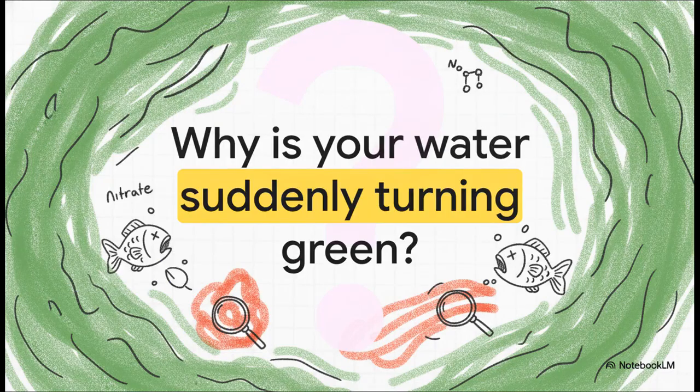So, have you ever looked at a local pond, a community stream, or maybe even your own living room aquarium and thought, wait, why is this water suddenly turning thick and green? We've all seen it, right? It's a jarring and honestly pretty frustrating sight. Those massive, suffocating algal blooms, the sudden drops in oxygen, fish gasping at the surface.